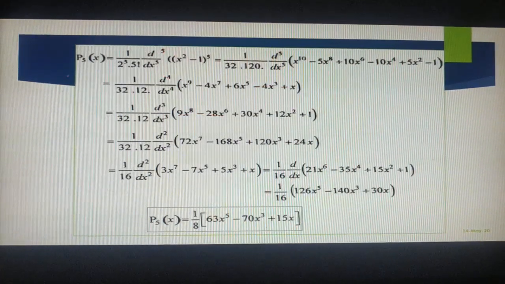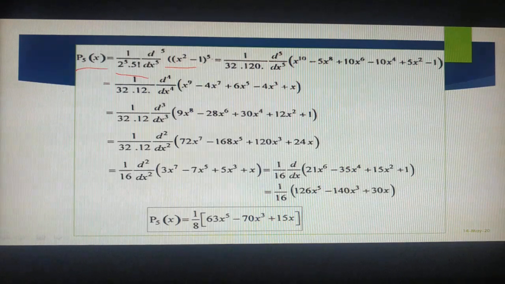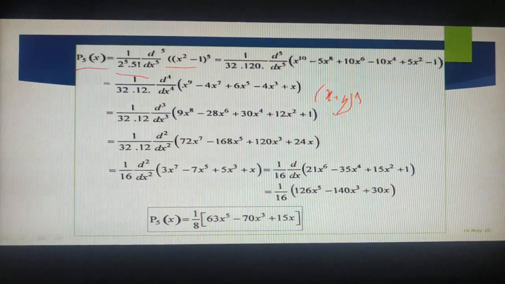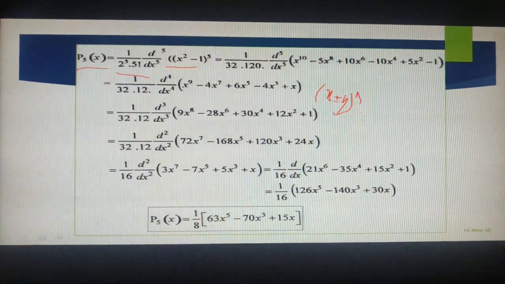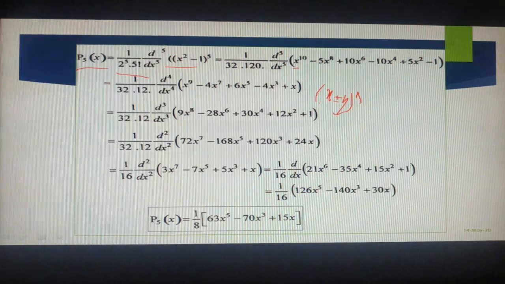So we have done one more, up to the P5 of x. As usual, here 1 by 2 to the power of 5 into 5 factorial by Rodrigues formula, d to the power of 5 by dx to the power of 5 into (x square minus 1) whole to the power of 5. So here, as I said just now, you please use your binomial expansion, that is (x minus y) to the power of n formula. X minus y or plus, no problem. So we have the (x plus or minus y) to the power of n formula for binomial expansion. Use that formula. That is the reason here we got the Pascal coefficients 1, 5, 10, 10, 5, 1. Have you remembered?